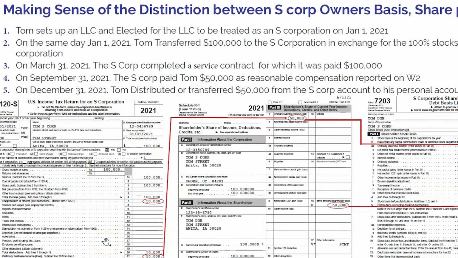Now let's look at the third fact that we have here. Fact number 3. On March 31, 2021, the S Corp completed a service contract for which it was paid $100,000. So it looks like the S Corp has really taken off. It's now servicing contracts and getting business here and there. And as of March 31, 2021, the S Corp has made $100,000 in gross revenue.